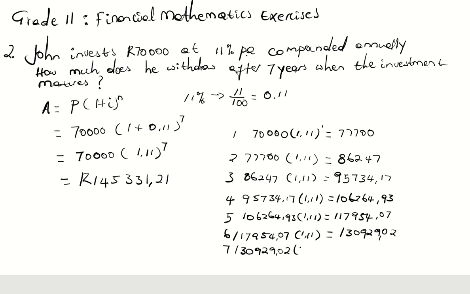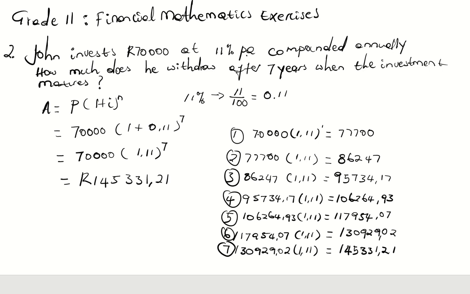130,929.02. We multiply that by 1.11, and what do we get in that case? We get 145,331.21. Let me circle these so that they're clear from the amounts and there's no confusion. And so this is how compound interest works.